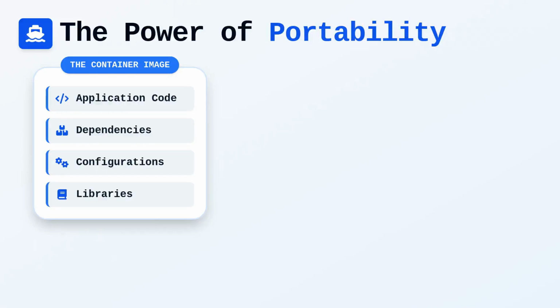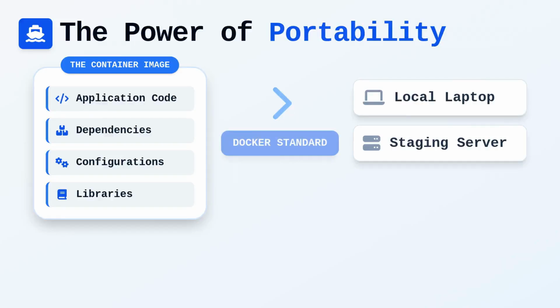Portability is perhaps one of the most compelling reasons to choose containerization over virtual machine architectures. A container image encapsulates the application alongside all of its dependencies, configurations, and libraries, ensuring that it behaves identically across different environments. Whether you are running the image on a developer's local laptop, a staging server, or a production cluster in the cloud, the execution environment remains consistent.